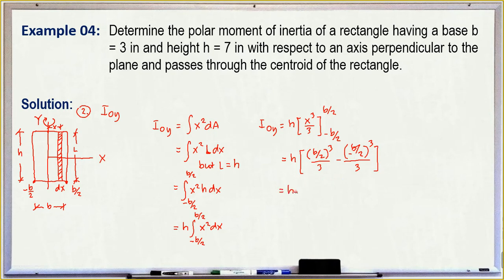If we simplify further, we have b cubed all over 2 cubed, which is 8, times 3, 24. This is minus, and if you cube the negative, it is still negative. So, we have negative b cubed all over 24. Therefore, it becomes plus. If we add these two terms, the result is h b cubed all over 12. So, this is our I_y.